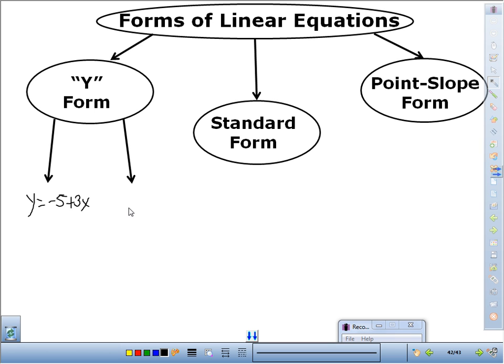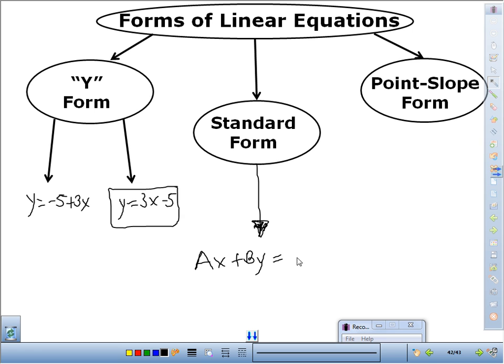And I asked you to write it in a different way. Y equals 3x minus 5, right? With the variable first. This one has a specific name, and I'll introduce that later. I don't want to get you confused. But these are the two different Y forms. But today, I want you to focus on this form, standard form. Standard form looks like this. AX plus BY equals C. That's standard form.